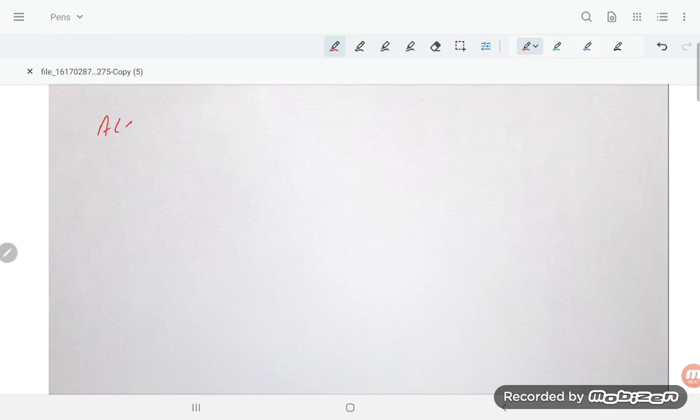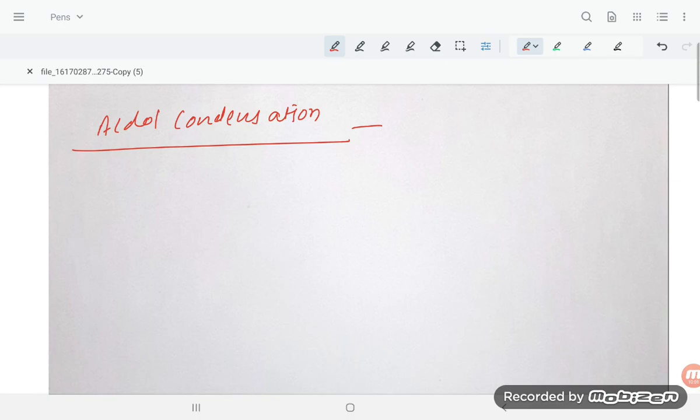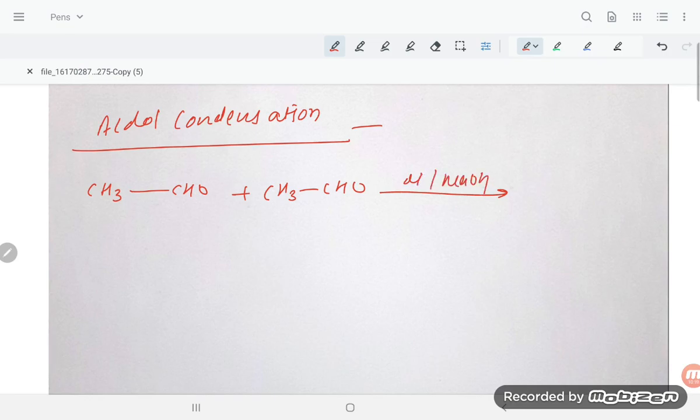Now the next one we are going to understand is aldol condensation. So what is aldol condensation all about? It requires an alpha hydrogen. It will go through aldol condensation and give an alpha-beta unsaturated compound. Suppose we are having CH3CHO and again CH3CHO, and we are treating with dilute NaOH.